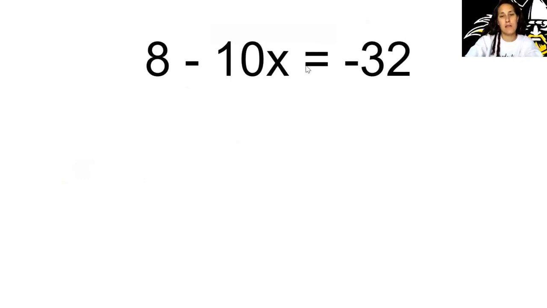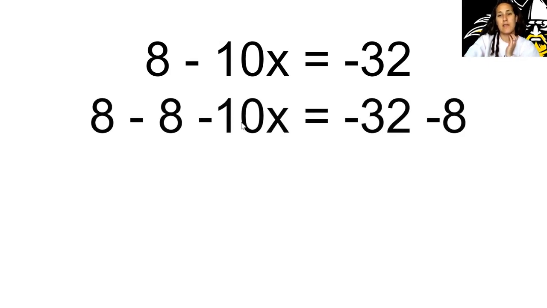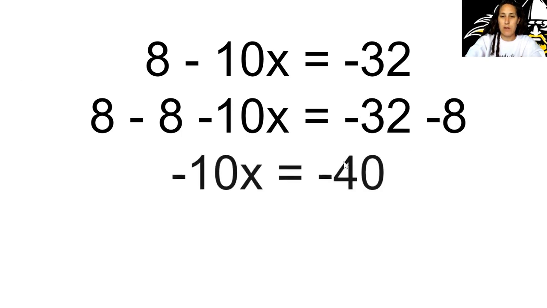The second thing I want to remind you of is questions that look like this. 8 minus 10x equals -32. Remember, you're trying to get x by itself. So if you cover up this whole section, you need to get rid of the 8. So I'm going to subtract 8 on this side, as well as I'm going to subtract 8 on this side. Remember, to maintain equality, you do the same thing on one side as you do to the other. When you do that, 8 minus 8 would equal 0, and -32 minus 8 would be -40.